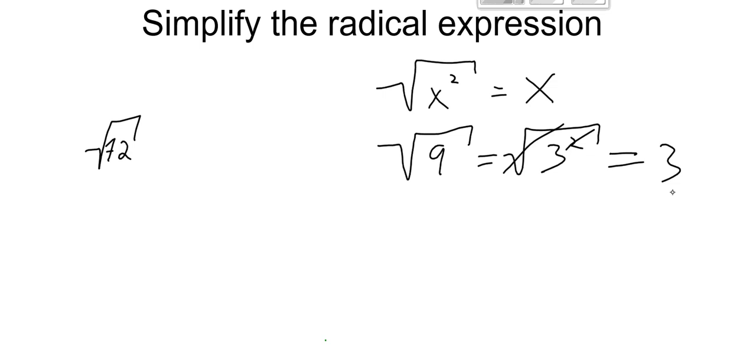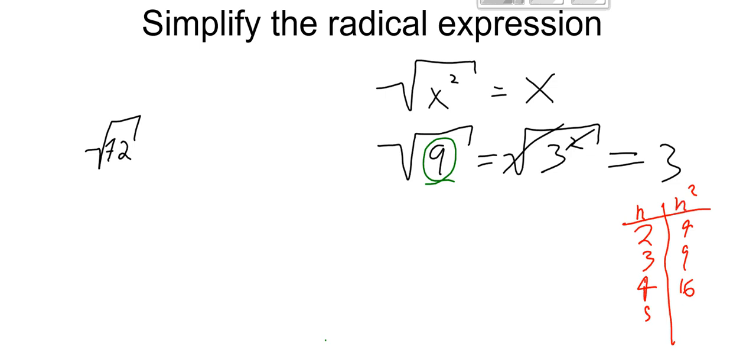So when we want to simplify, we want to be looking for these perfect square numbers. Remember, these perfect squares come from taking a number n and squaring it: 2 squared is 4, 3 squared is 9, 4 squared is 16, 5 squared is 25, and 6 squared is 36, and so on.